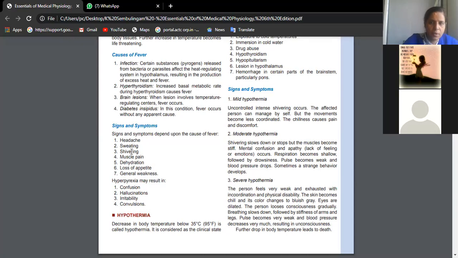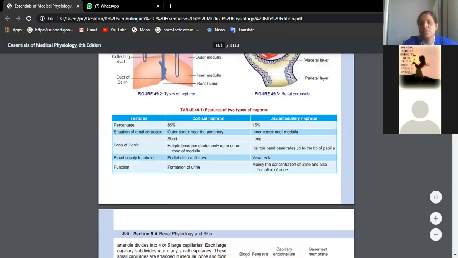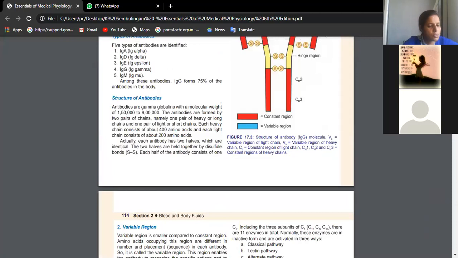Then we have the sodium potassium pump. This also I have discussed many times when I was dealing with physiology. Where do we get this sodium potassium pump?